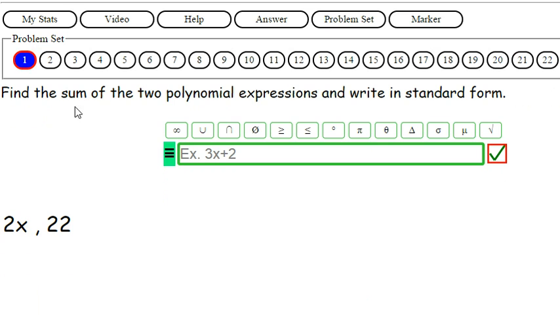Okay, so it says find the sum of the two polynomial expressions and write in standard form. So this is considered to be a polynomial expression, and so is this one. You're probably like, well, that's just a number, but technically these are. And these are also just considered to be monomials. But let's just do what it says up here, alright? So 2x and 22. The sum of them. So the sum means we take their sum.